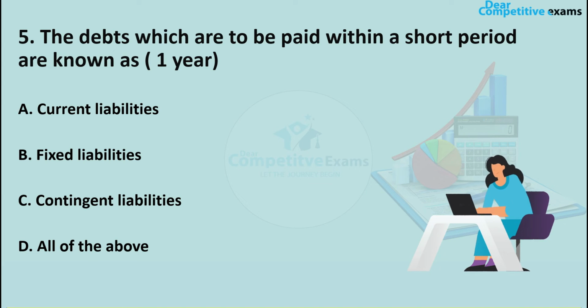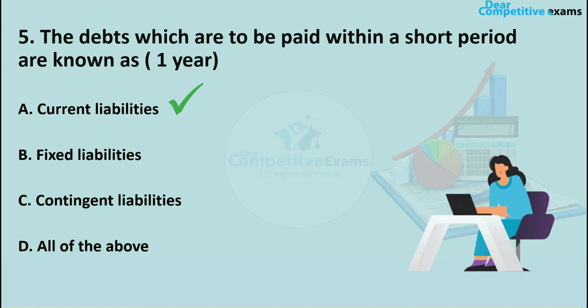So what do you call those debts which are to be paid within a short period of time? Those kind of debts are known as current liabilities. Friends, current liabilities are a company's debts that are due within 1 year or within a normal operating cycle. They must be paid within a short period of time, so those kind of debts are known as current liabilities, right?